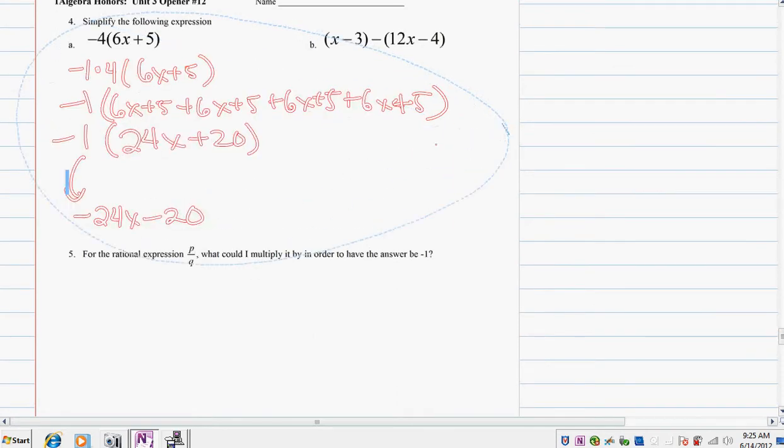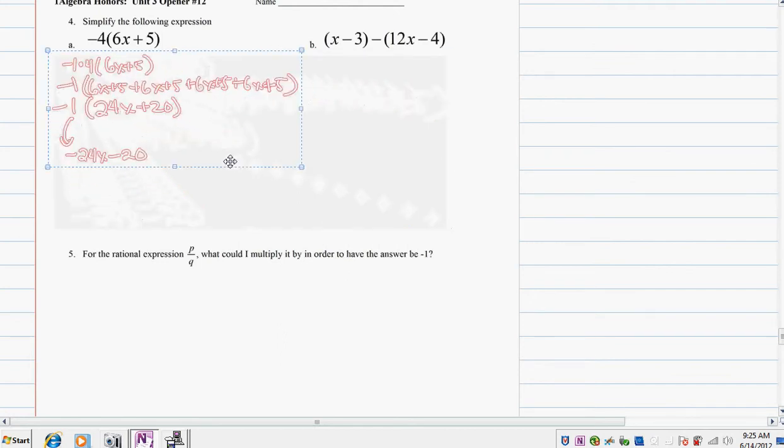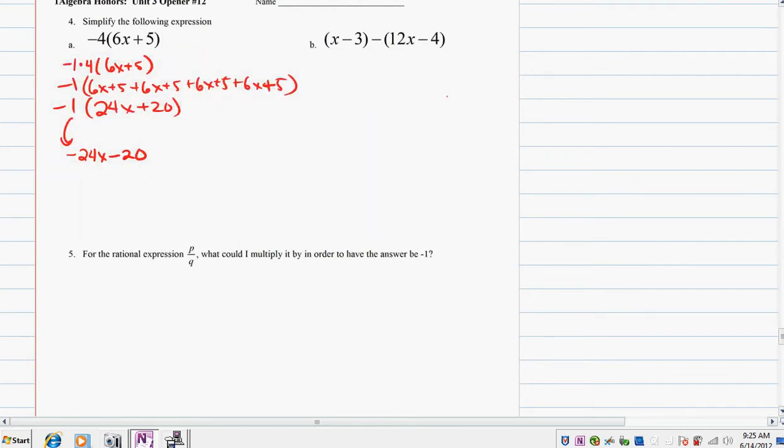Part B. x minus 3 minus 12x minus 4. So some ways to think of it are, if you're familiar with this method, which many people might have learned in elementary school, when you're subtracting down, you could do it that way. You could think of it like I'm subtracting down.